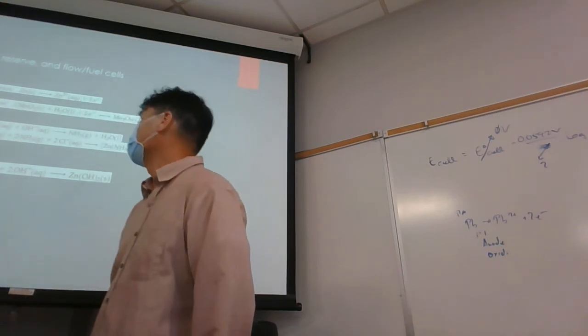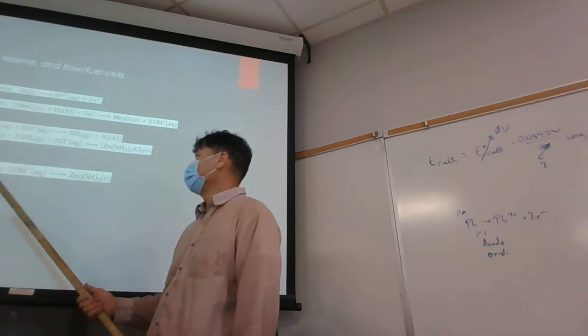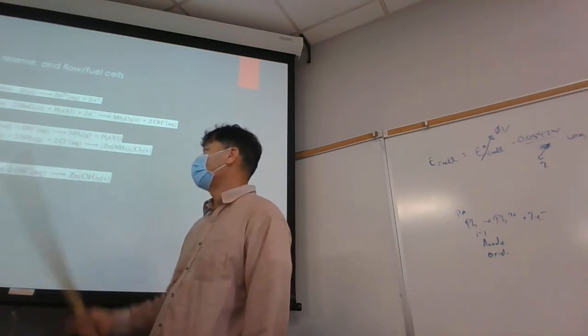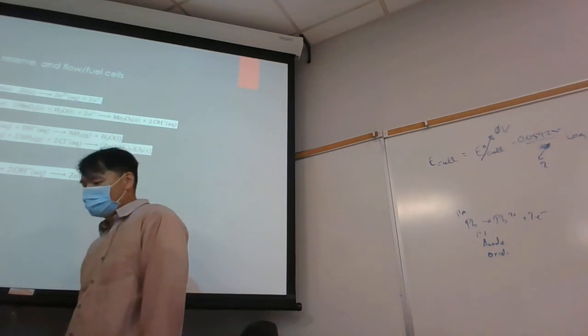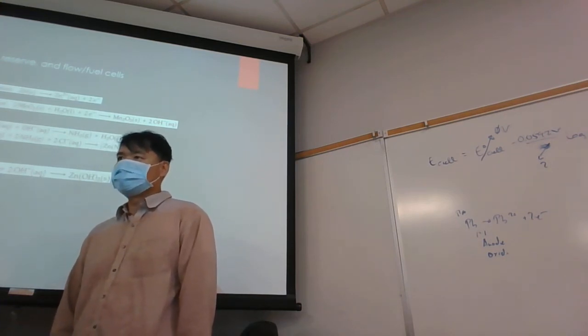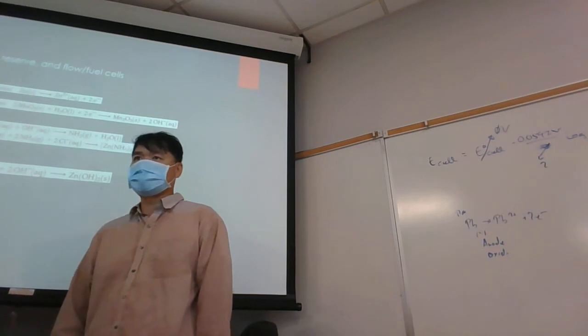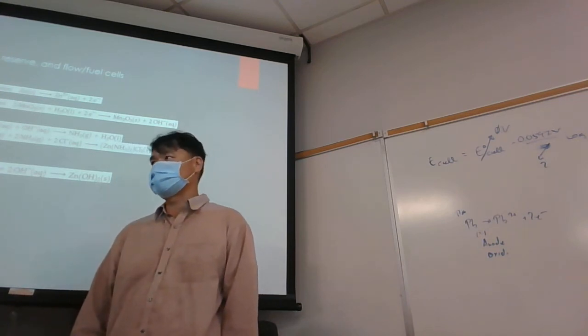And so what people thought is they need to get around this. They've got to get rid of the voltage drop. And so how do you get rid of the voltage drop? The way you could get rid of the voltage drop is to use as many pure liquids and pure solids as possible. Because the more solids and liquids you use, the concentration doesn't change, the activity doesn't change, therefore the voltage doesn't change.